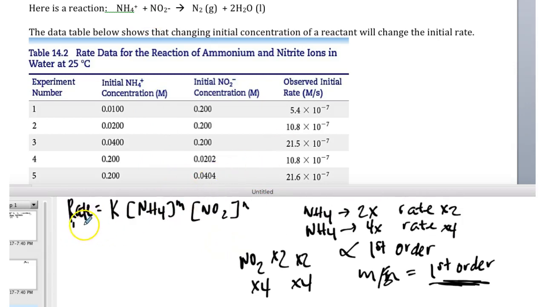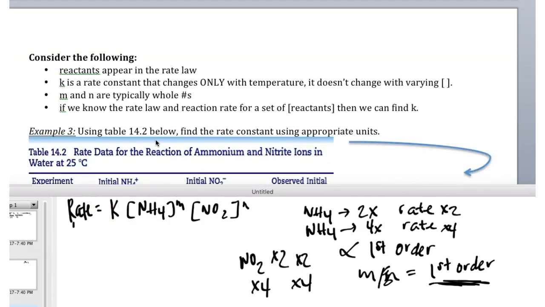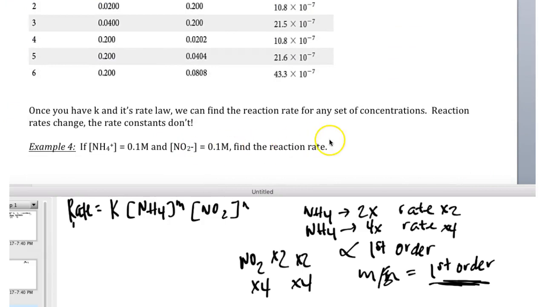Now, because the question is asking for the reaction rate, which is this, we can't figure that out because we need to know what K is. K is not given in the equation. We know what NH4 is, which is this. We know what this is because it's 0.1. We could plug it in there. We could plug this in there.